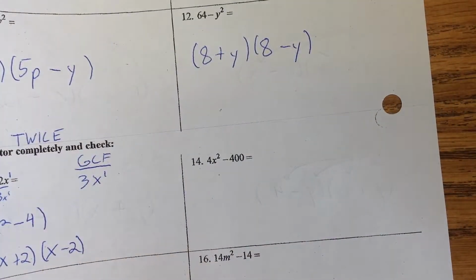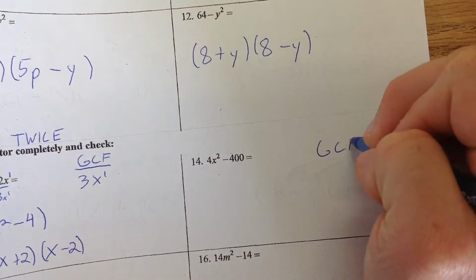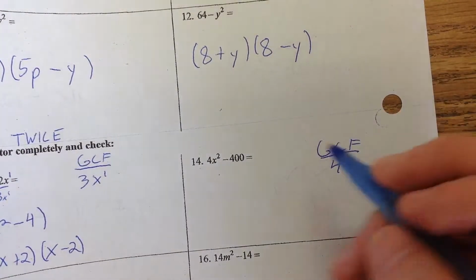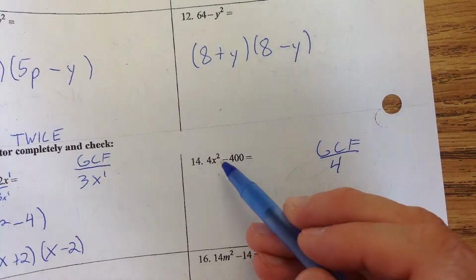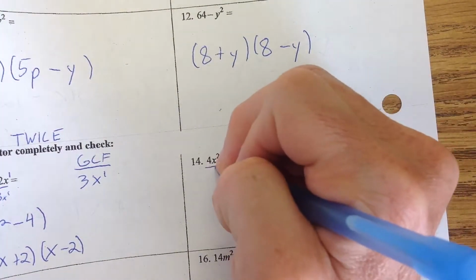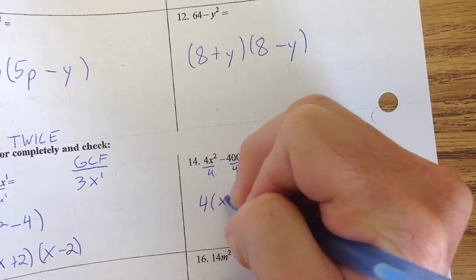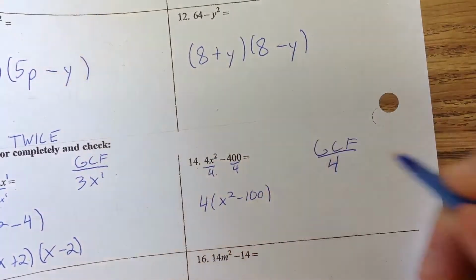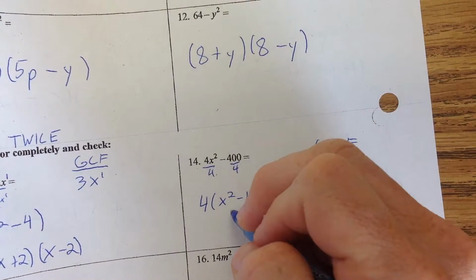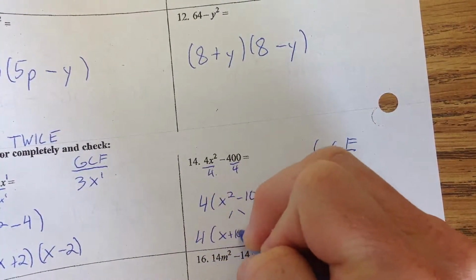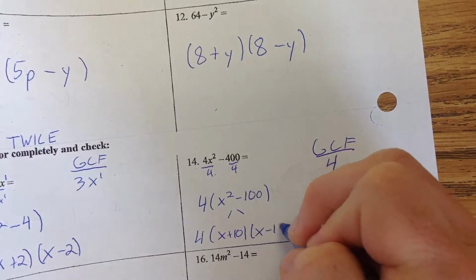14. All right, the GCF of 4 and 400 is just going to be 4. This one we can't take out an x because only one of our terms has an x. So we're just going to take out a 4. We're going to put a 4 out front and get x squared minus 100. And then again, this can break down. So it's going to be 4 times x plus 10, x minus 10.